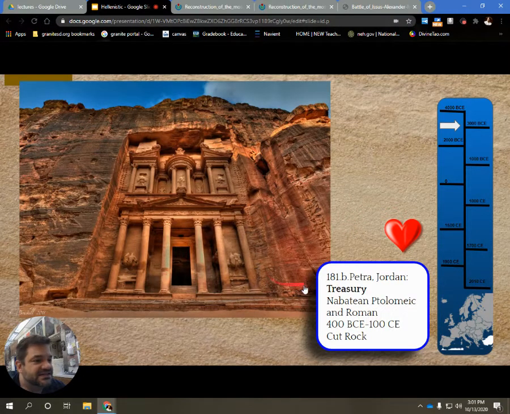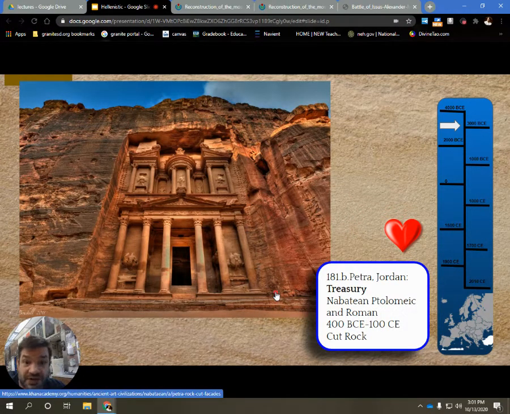Now, this is the second image, and it's called the treasury, Al-Khazneh. It's the treasury. And you may have seen this before, in Indiana Jones. So in the third Indiana Jones movie, they film here in Jordan at Petra, and they use this as the location where Indiana Jones finds the Holy Grail. There's no Holy Grail here, okay?